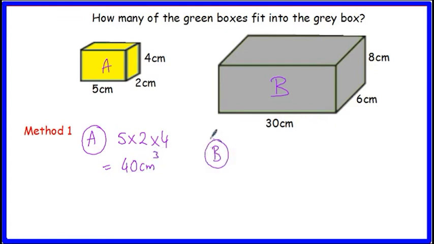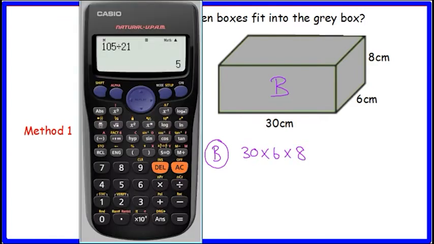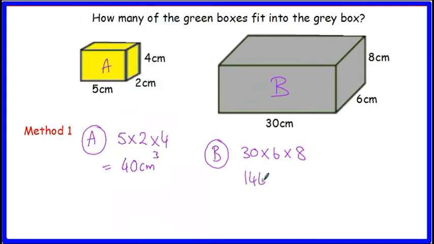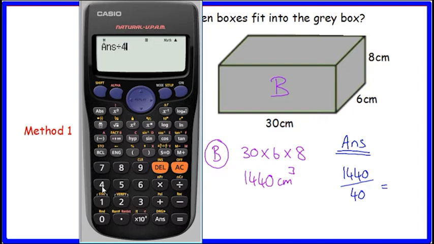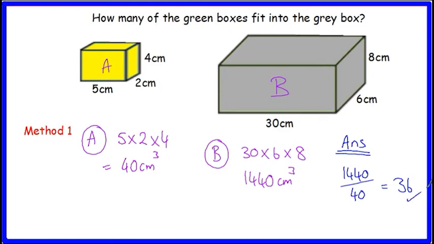The volume of B is 30 times 6 times 8. Okay, and the answer of how many of these fit into this. So 36 exactly. So I get 36 in there. That's one method. Here's another.